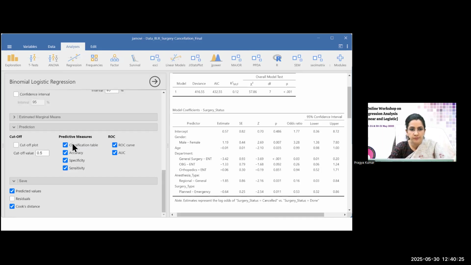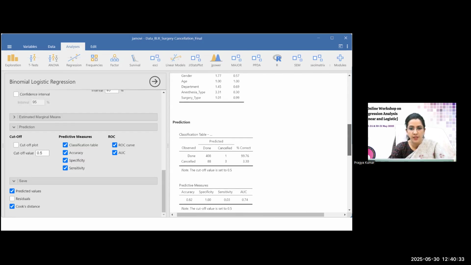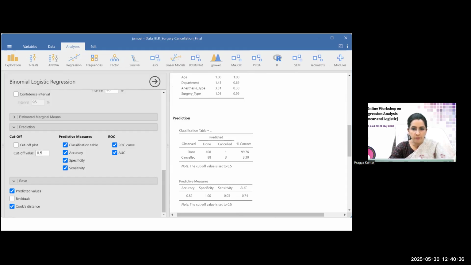See, this is if I have clicked that, at 0.5 cutoff level, your percentage accuracy of surgery done is 99.76%. And the percentage accuracy of cancelled, because predicted, if you see this 2x2 table, this is for observed column and this is for the predicted one. So it tells you about the cancelled, it is 3.3%. Okay. Now if you see the accuracy is 82%.